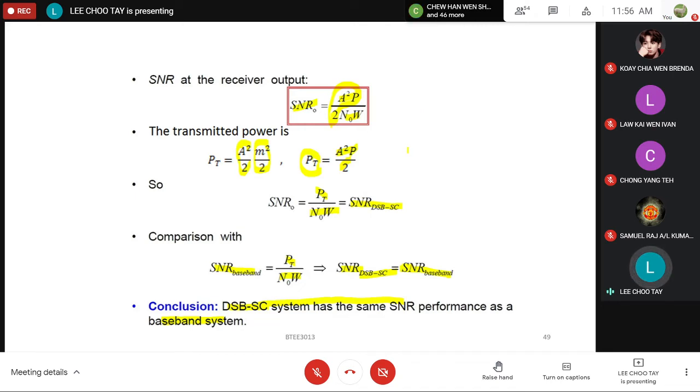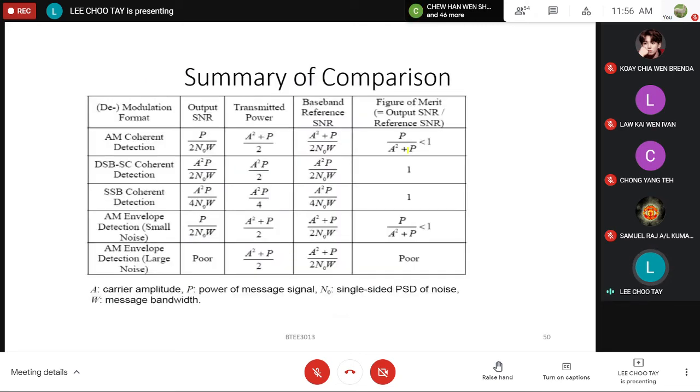All right, so that's for the double sideband suppressed carrier signal. If you do the same for the rest, you're going to get this table. This table is the double sideband coherent detection, the one we just did. Then we're going to compare them, and let's look at the last one. The last one is the figure of merit. Figure of merit means the output SNR over the reference SNR.